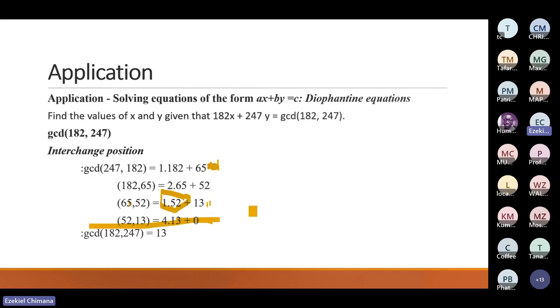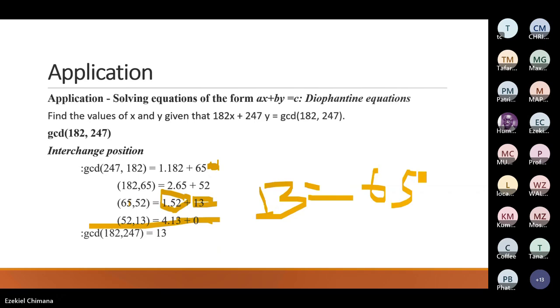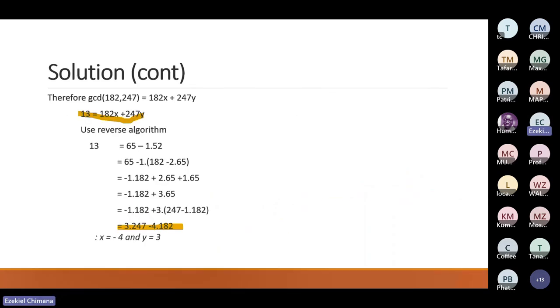Just like that. We are saying this 13 will be equal to 65 that we have there minus this number here, which is minus 1 times 52. Just like this. That's where we are getting this value. That's where we are getting this first statement.